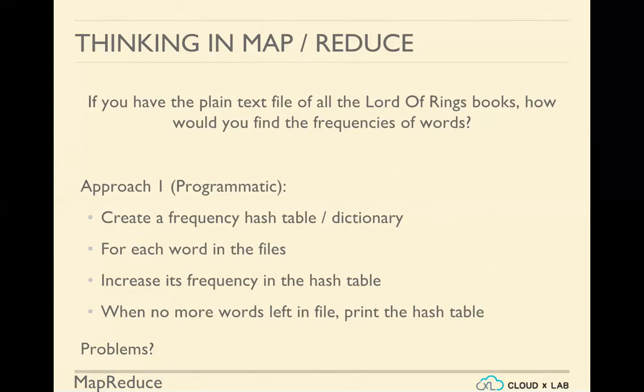So we start by creating this empty frequency table, and then we start reading the files one word at a time. If this word already exists in the dictionary, we increase its frequency in the hash table. Otherwise, we create a new entry in the dictionary. When no more words are left in the file, we print the hash table. Do you see any problems with it?